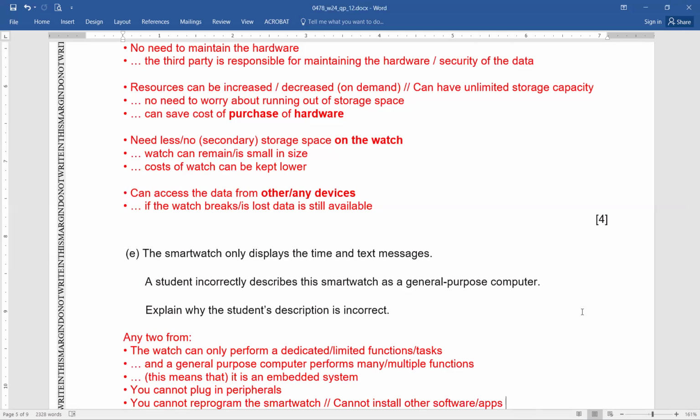So it means it can perform only a dedicated task. It can only perform limited functions. And that's why it's going to be a special purpose one and not a general purpose one. Because the ones that we use for many functions, for example, the same computer we are using for doing our work, for programming, for watching movies, for listening to songs, for browsing, that is a general purpose one.